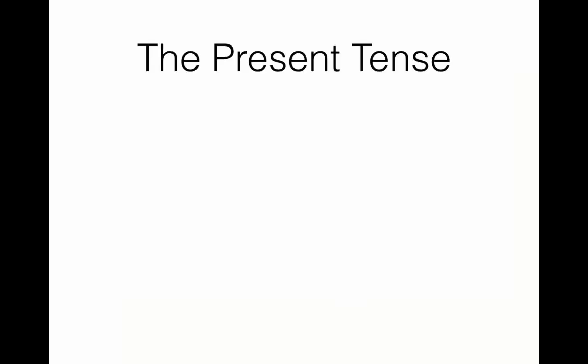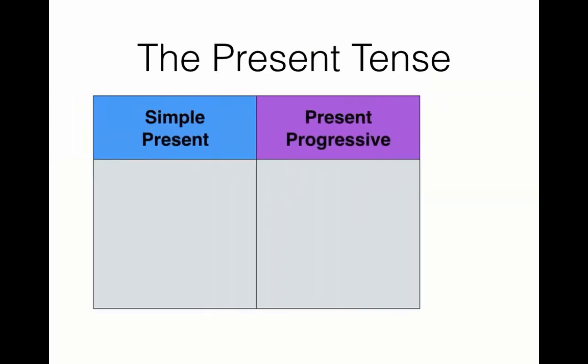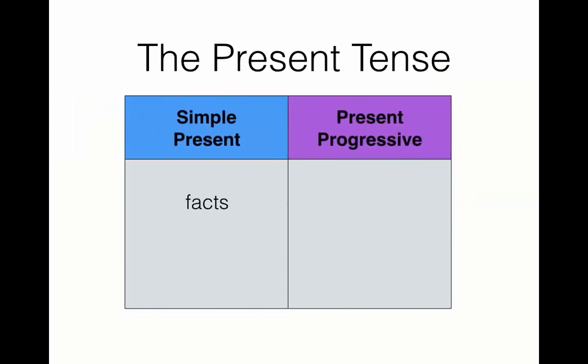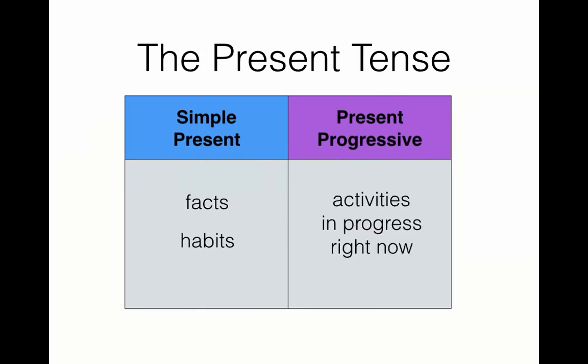I hope so, because we have a lot to talk about. So why don't we get started? By now, you're probably very familiar with present time verbs in English. You know that we use the simple present to talk about facts or daily habits, and that we use the present progressive to talk about activities in progress right now. In this lesson, we will review present tense verb forms and uses.